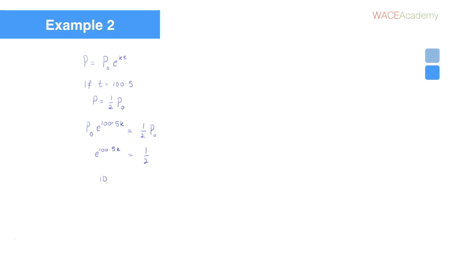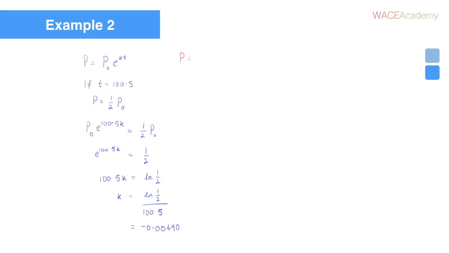So 100.5k is equal to ln of a half. And so k equals ln of a half over 100.5. And to three significant figures, we therefore get that k is equal to negative 0.00690.